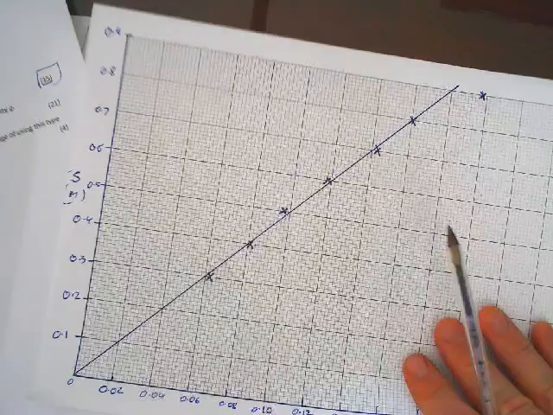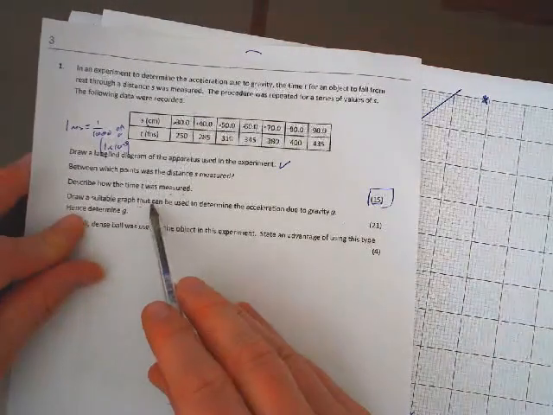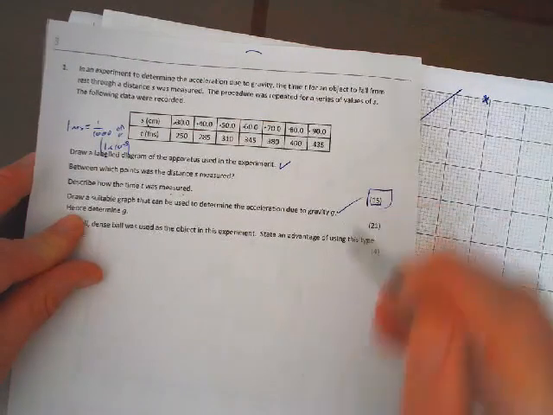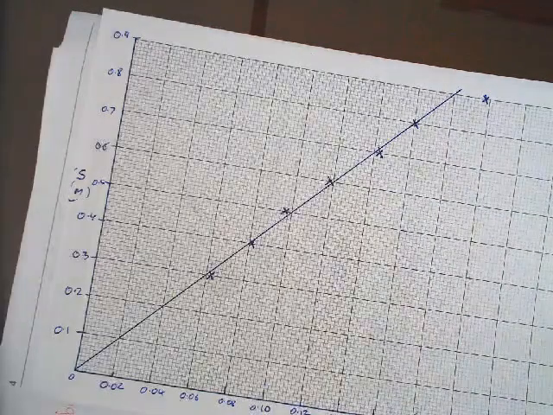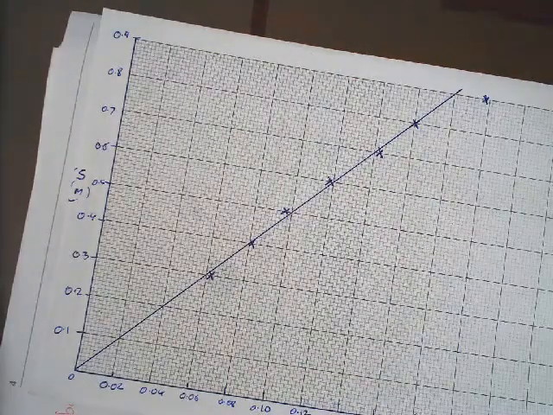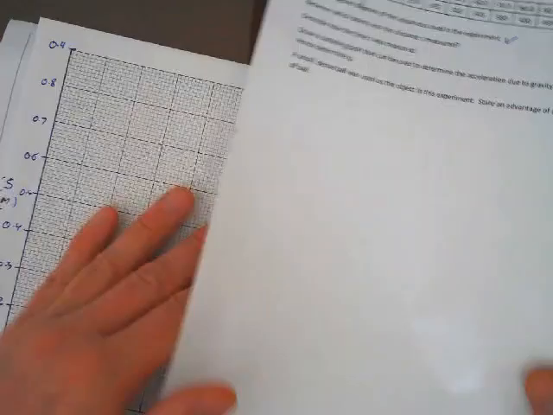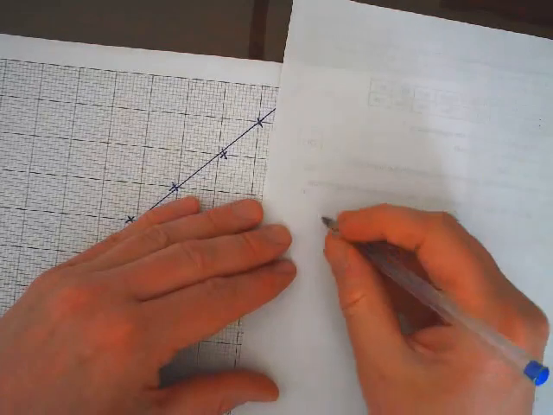Okay, that was just graph practice skills in case you were rusty. Let me find a question. Okay: draw a suitable graph to determine the acceleration due to gravity g. Hence determine g.